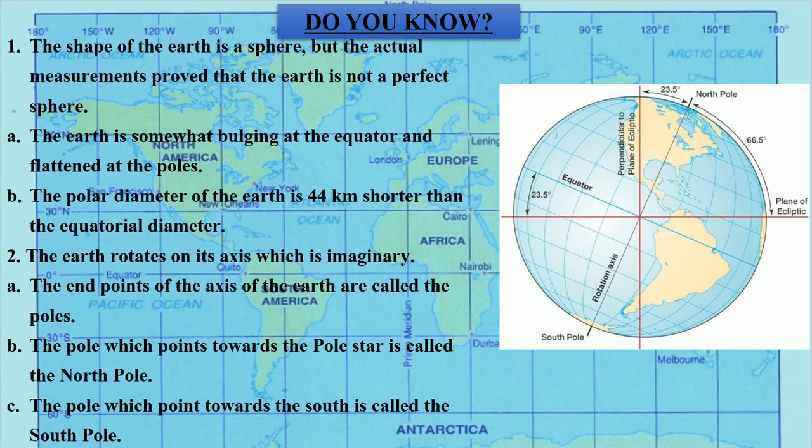And thus the polar diameter, we have already discussed this fact in the previous class, the Earth and the Solar System, that the polar diameter of the Earth is 44 kilometers shorter than the equatorial diameter. The polar diameter is this one, 44 kilometers shorter than the equatorial diameter. But for all practical purposes we consider the shape of the Earth as a sphere, that is, like a ball. So it is easy to locate places on a flat surface, isn't it? It is very easy to locate people or places on a flat surface with reference to another place.